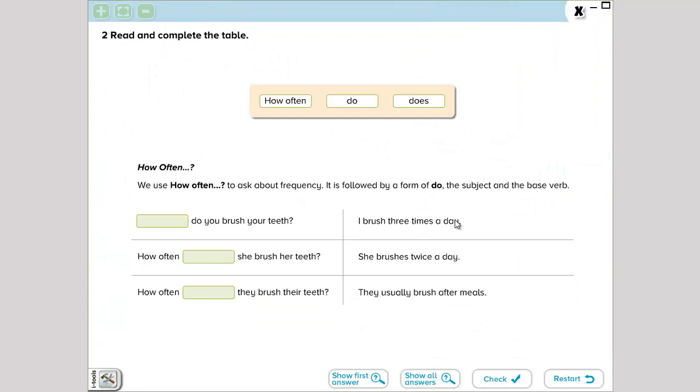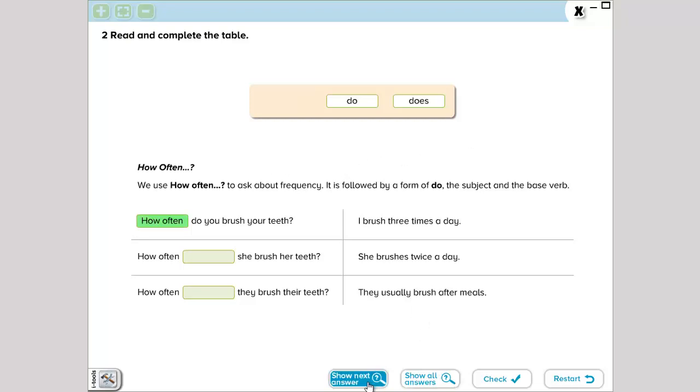Okay, so the next one, it says, read and complete the table. Now, how often? We use how often to ask about frequency. It is followed by a form of do, the subject and the base verb. Usamos how often para preguntarnos acerca de qué tan frecuentemente hacemos algo, ¿ok? Normalmente está seguido de la palabra do, del verbo do, que significa hacer, ¿ok?